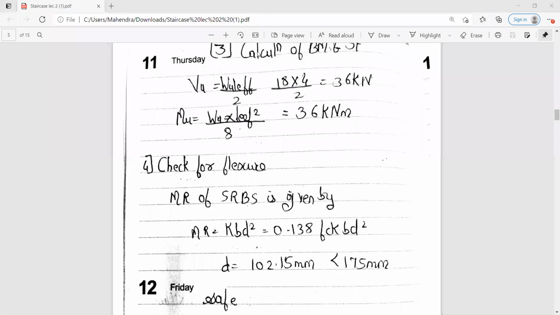So we'll continue with yesterday's sum only. How many students are there who were not there yesterday? So I think we had completed the flexural design. Yes, Mahfouz, how much had we completed yesterday? I think we are done with step number 4.